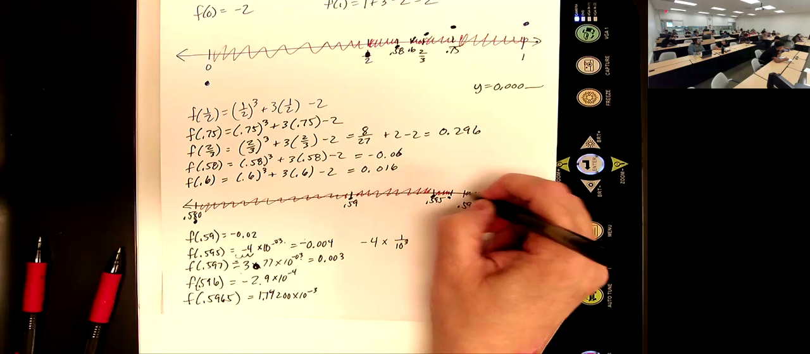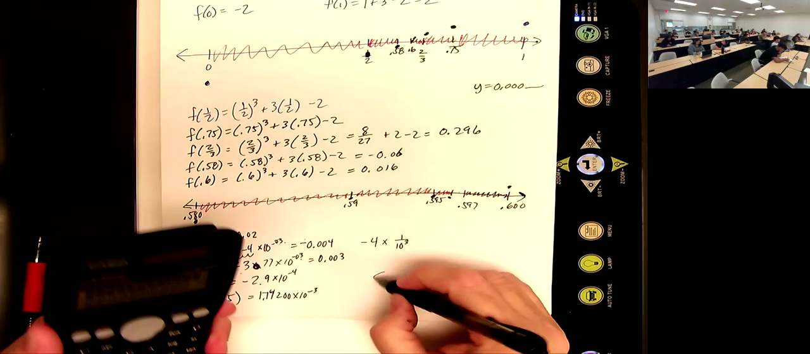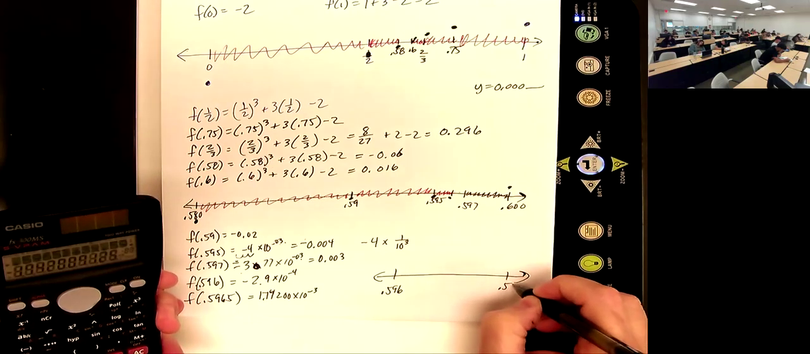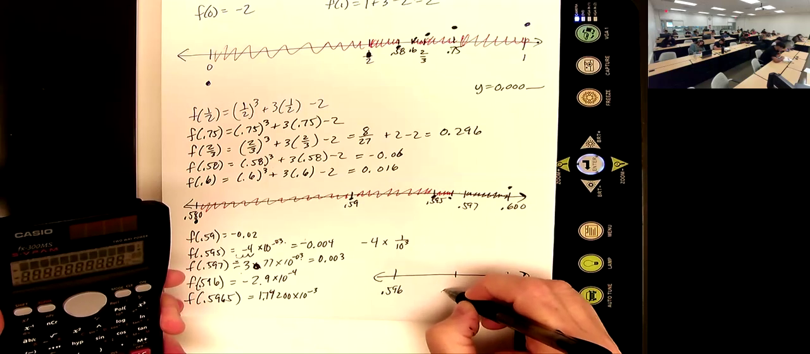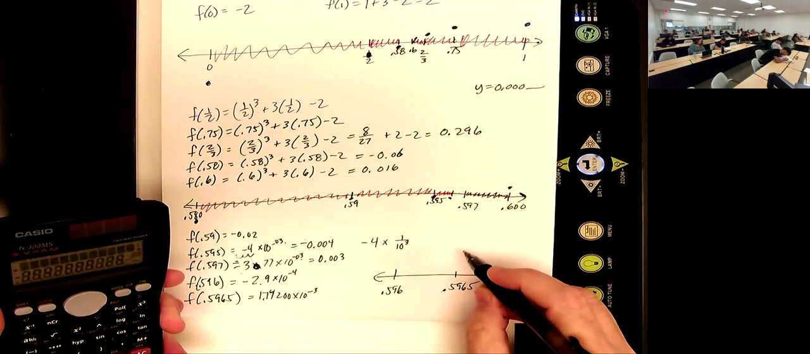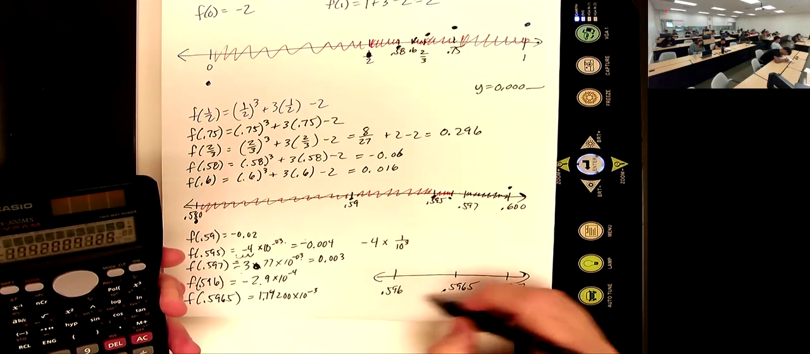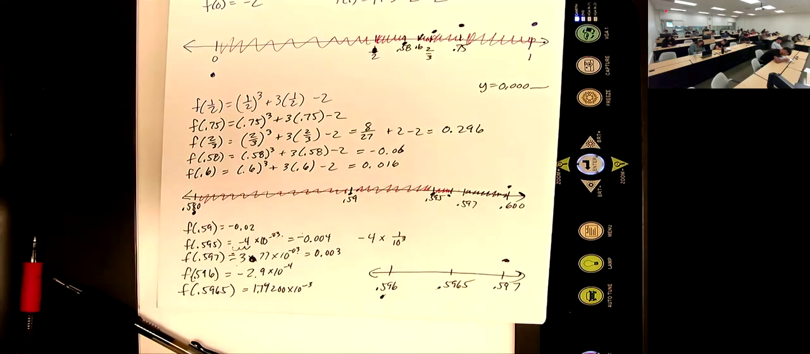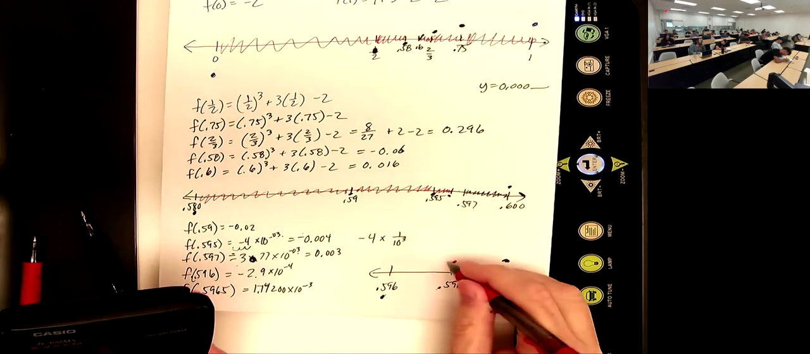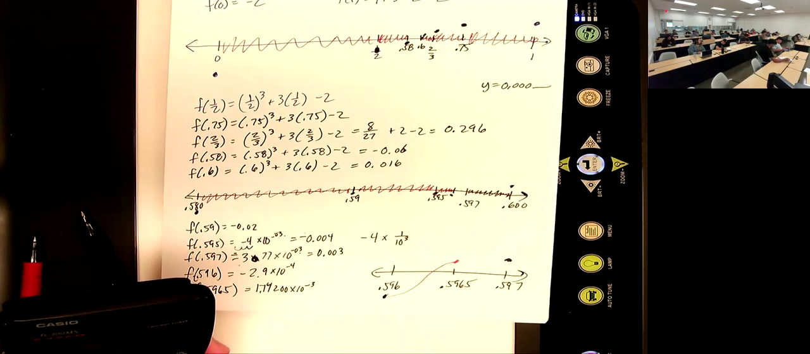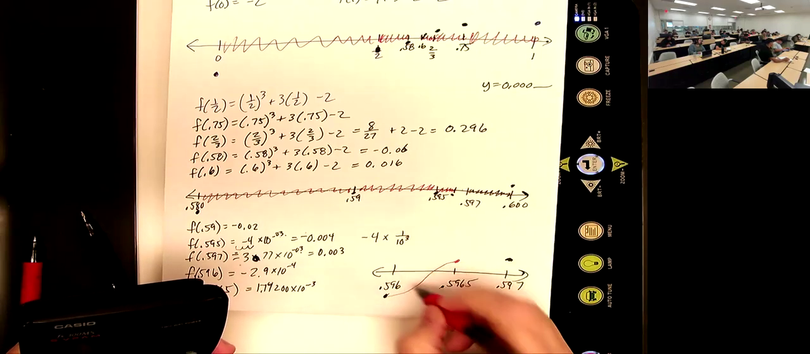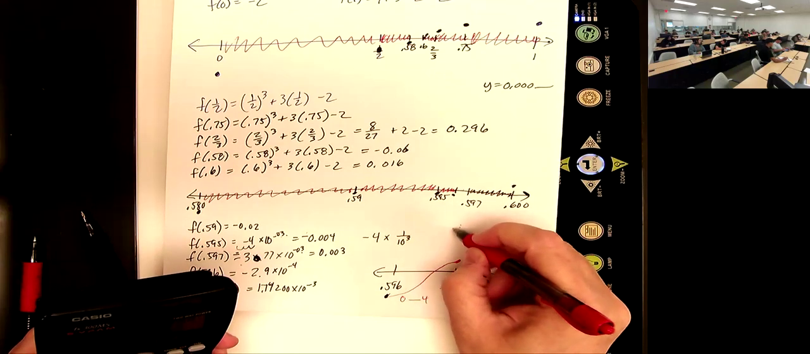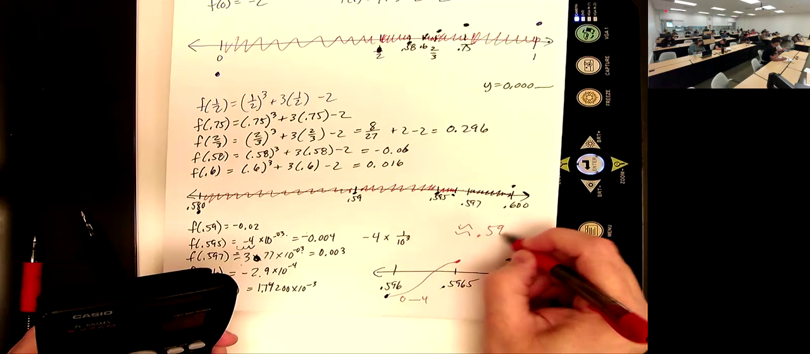So 0.596, 0.597, 0.5965. 0.596 was negative, 0.597 was positive, 0.5965 is also positive, which means it's crossing in here. Which means this fourth digit is between 0 and 4, and it means we're rounding down. The root is approximately 0.596.